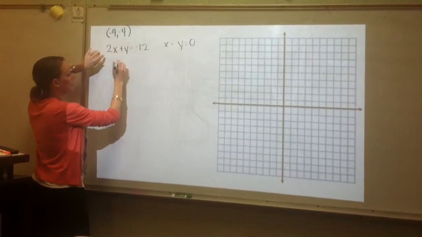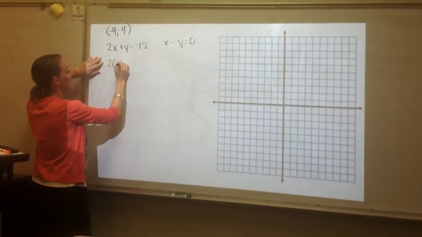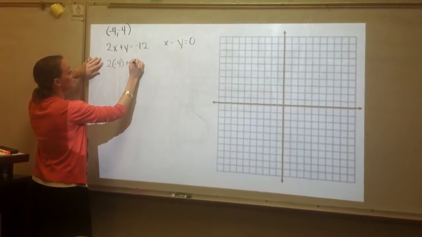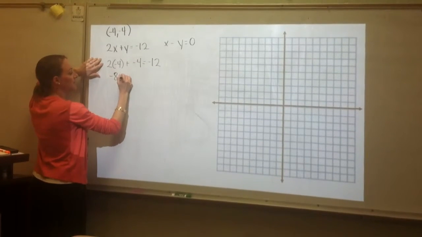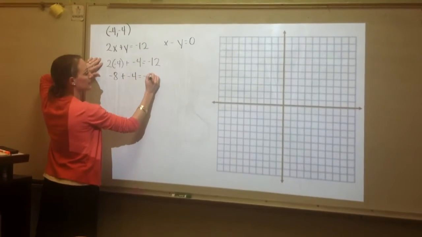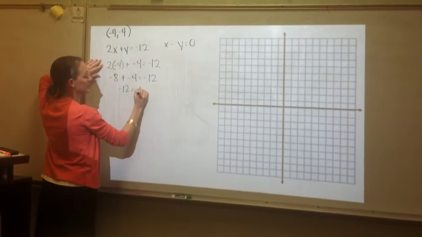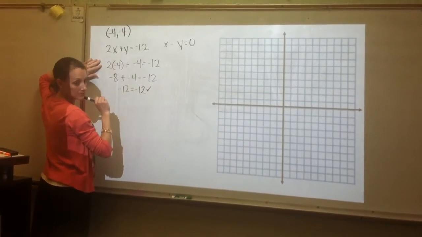All right, let's plug in. Both of them are -4. So 2 times -4 plus -4, does it equal -12? -8 plus -4 equals -12. -12 equals -12. So that works out. Okay?